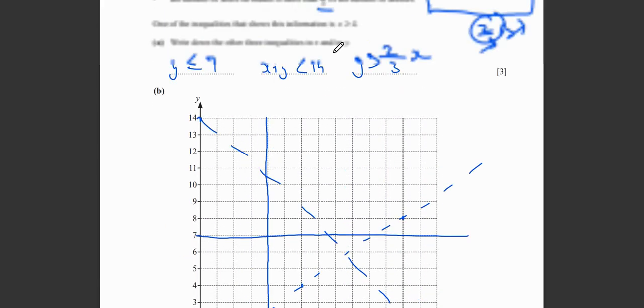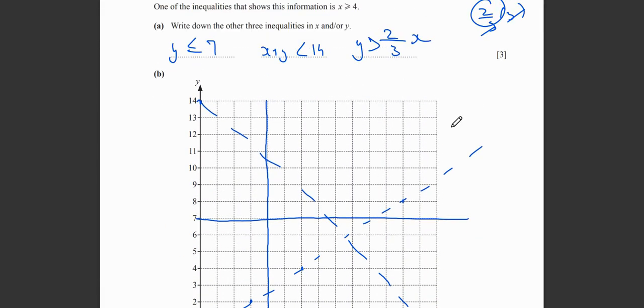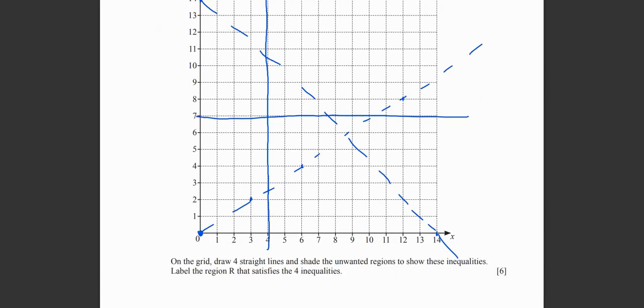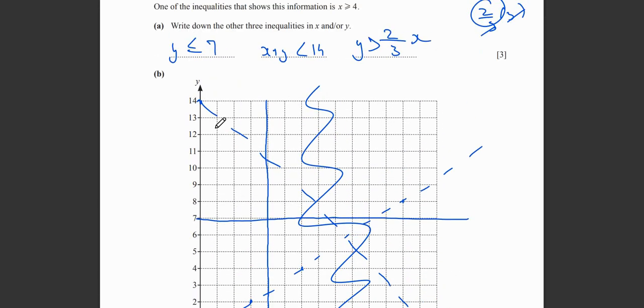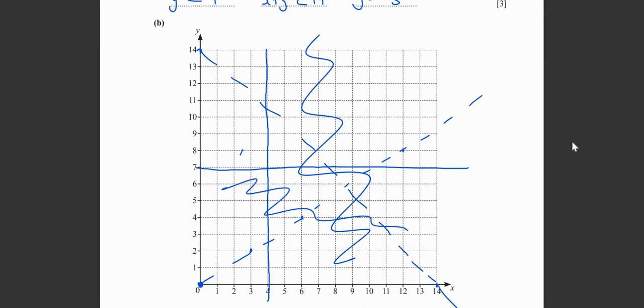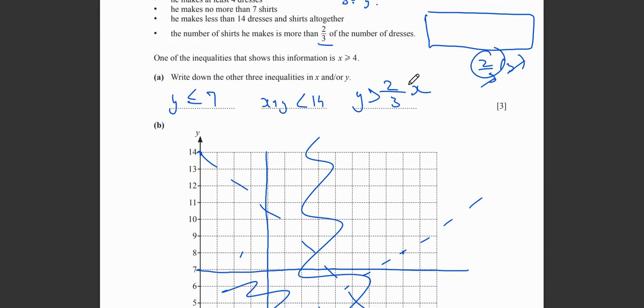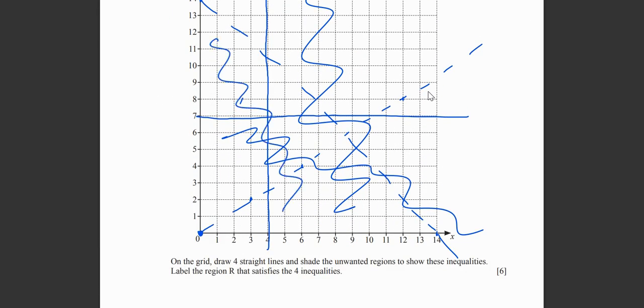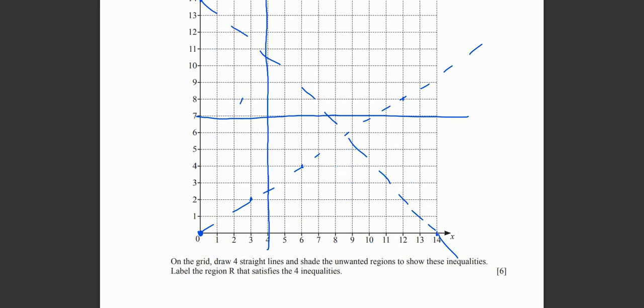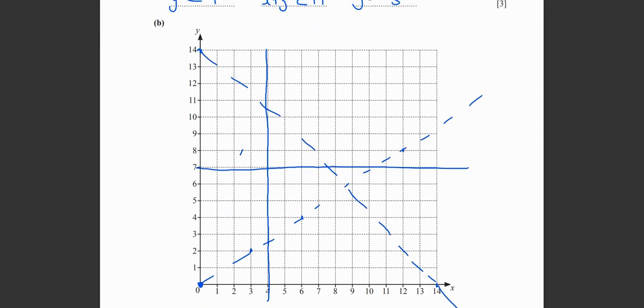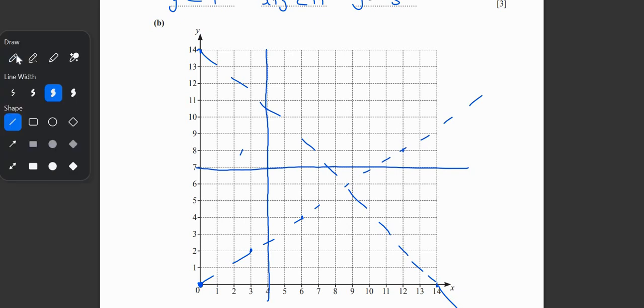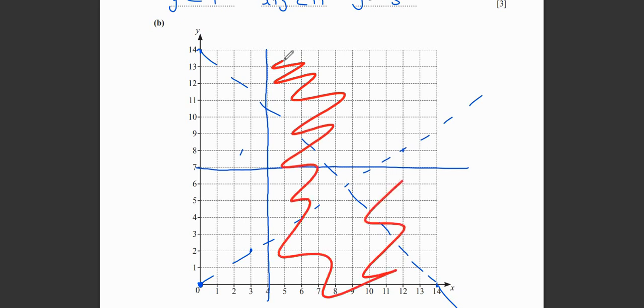So look, first of all, x is greater than or equal to 4, it means this whole region, forward region. Then it says that y is less than or equal to 7, this whole region. Then it says that x plus y is less than 14, again this bottom region. What I'll do, I'll use different colors so that you guys don't get confused. So basically x is greater than 4, all this region.